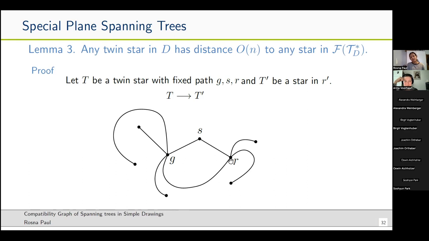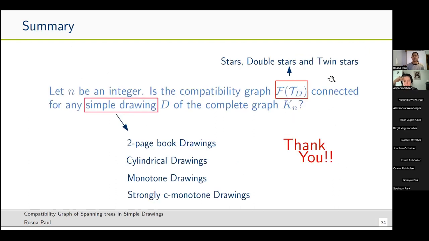Then if you add this edge, it creates a cycle with the G, S, and R vertices. You can remove any of those edges. Now we are back to a double star. So in this way, I transform the twin star to a double star. But by the previous lemma, we know that any double star can be transformed to any other star. So a twin star can be transformed to any star. This also completes the proof.